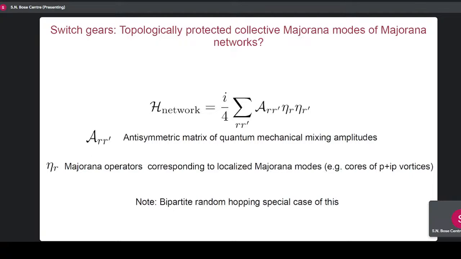But in any other system, they're not infinitely far away and there's some weak mixing between them. And if you want to ask about the weak mixing and its effects on these Majorana modes, you generically start with a quadratic form that looks like this. This is the quadratic form for what some people call a Majorana network. It's just a quadratic form with Majorana operators eta_r coupled by an anti-symmetric, purely real matrix. So i times that is your Hermitian mixing amplitude.